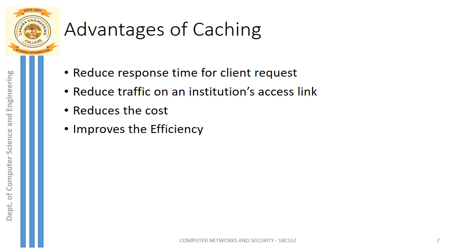The second advantage is it reduces traffic on an institution's access link, as some of the requests made by the client will not be sent to the origin server. This will reduce the traffic. The third advantage is it reduces the cost. Why? Because the bandwidth of the access link can be reduced. And the fourth one is it improves the efficiency by reducing the response time and other parameters.